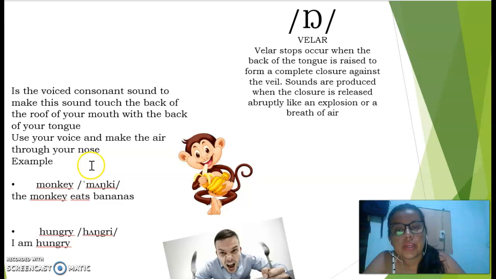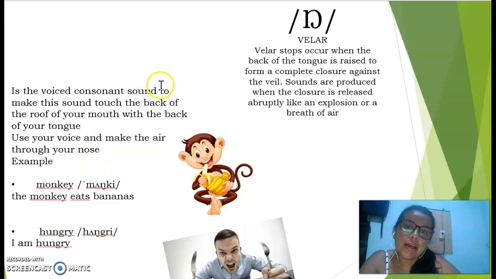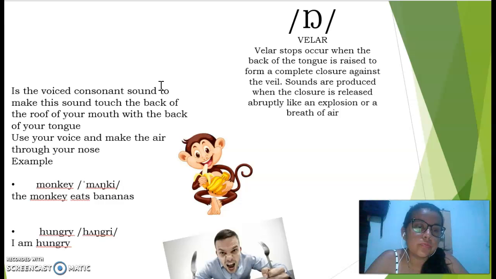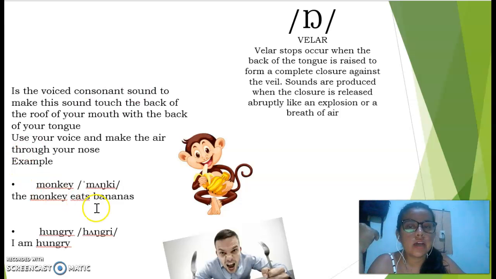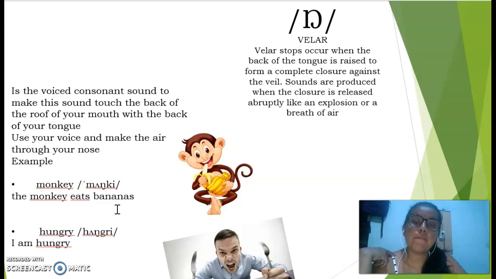And now, it is the voiced consonant sound. To make the sound, touch the back of the roof of your mouth with the back of your tongue. Yes? Tongue. Use your voice and make air go through your nose. For example, monkey. In the sentence: the monkey eats bananas. The monkey eats bananas.